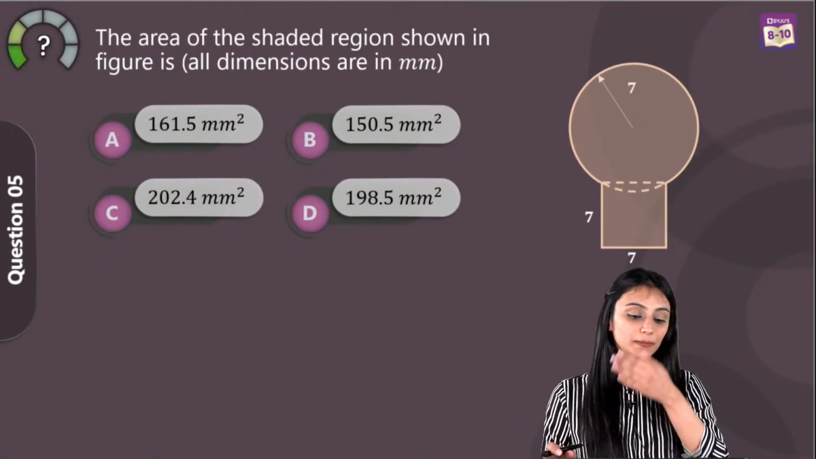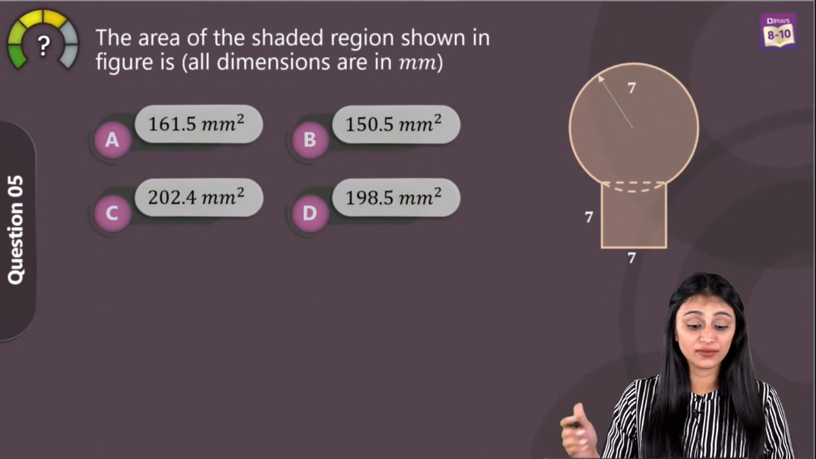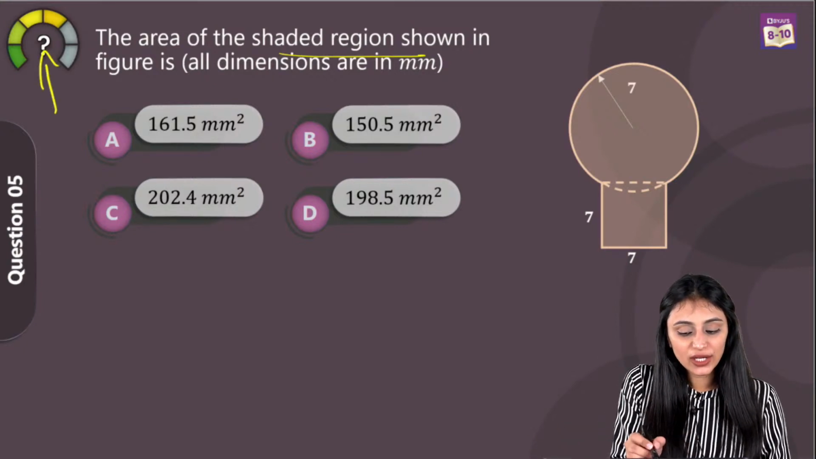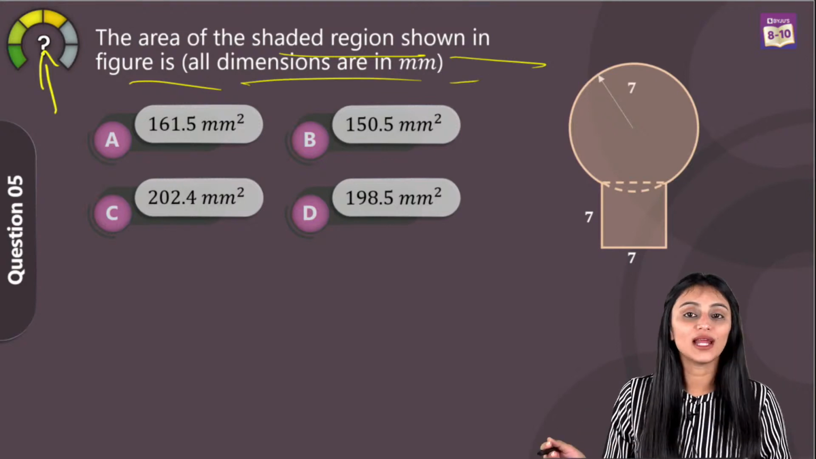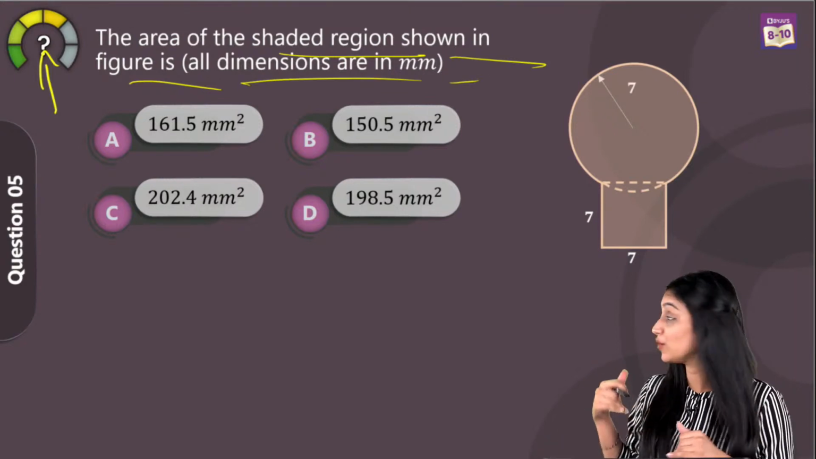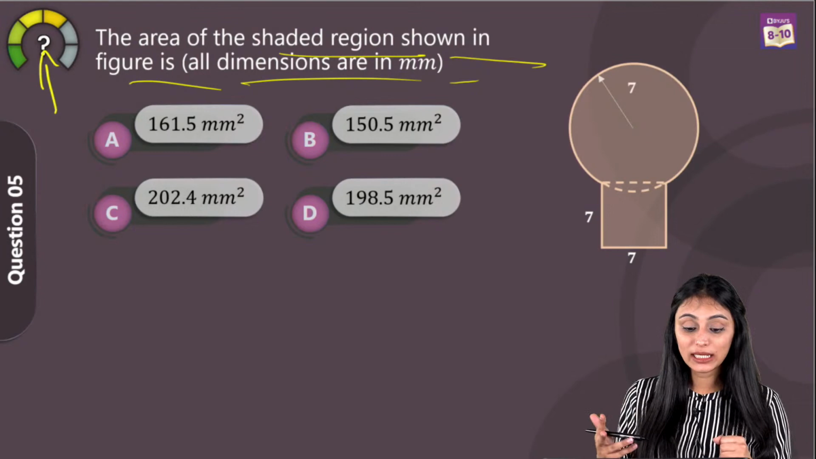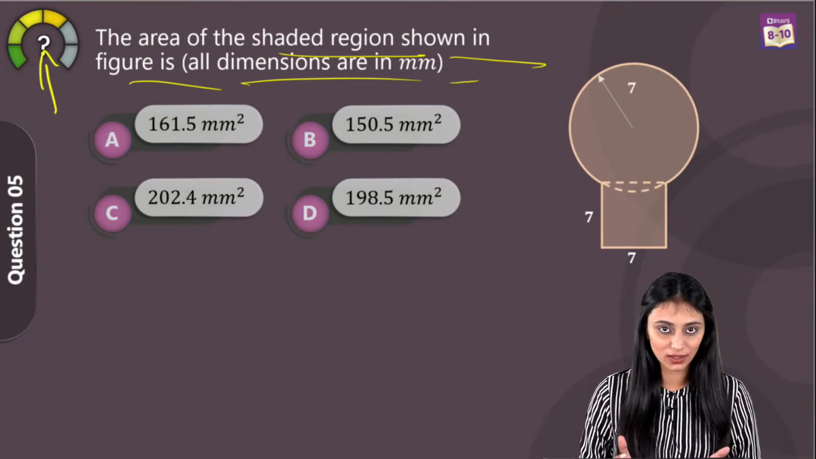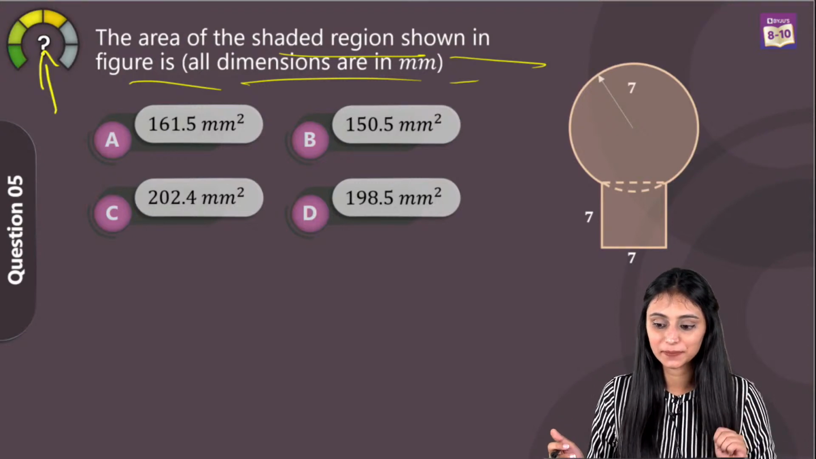Now let's move to the next one. In question 5, you can see that it's a moderate one. It says: area of the shaded region shown in figure is, all the dimensions are in millimeter. We have a figure over here, right? What we need is to find out the area of the shaded region. Now you would say that the entire figure is shaded. What do we have to do in this question?